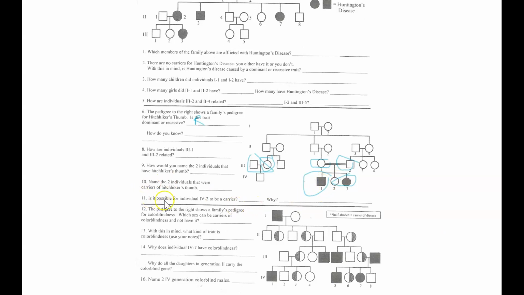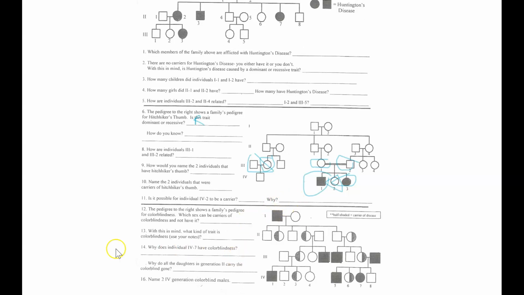So number 11, is it possible for individual 4-2 to be a carrier? Well, yes, it is. So 4-2 is right over here. And yes, they can totally be a carrier, because both of these individuals are heterozygous, so they can have a heterozygous child as well, so that they appear to be normal, but they have that recessive allele as well.